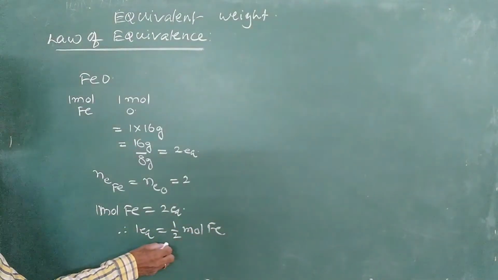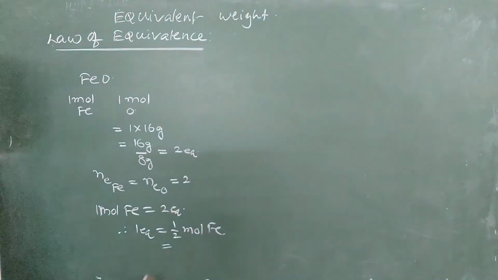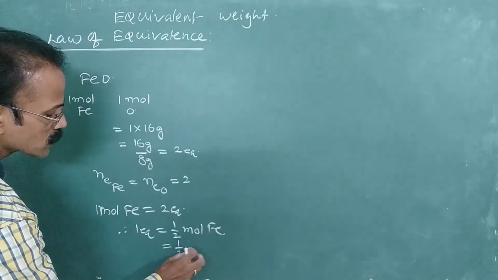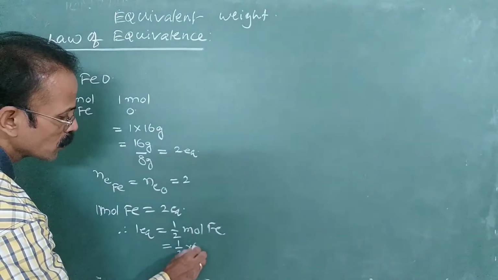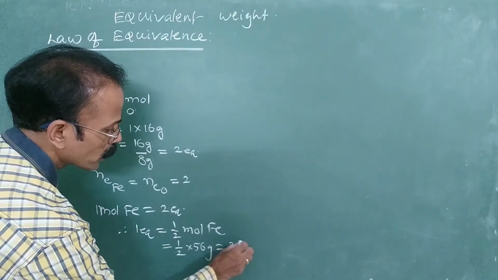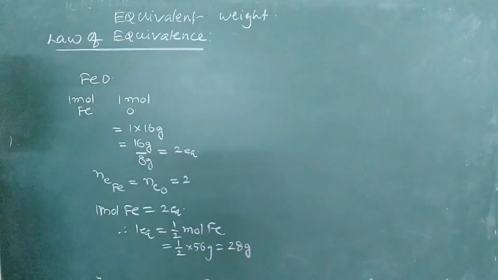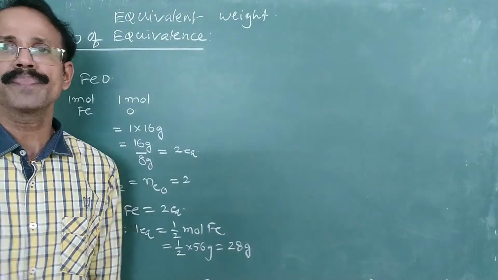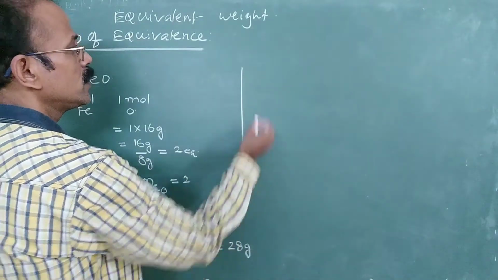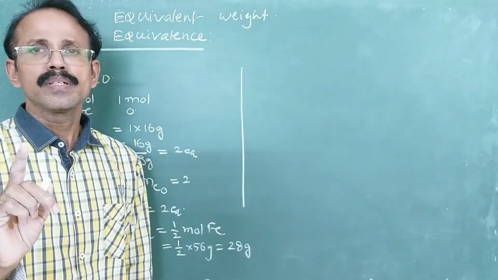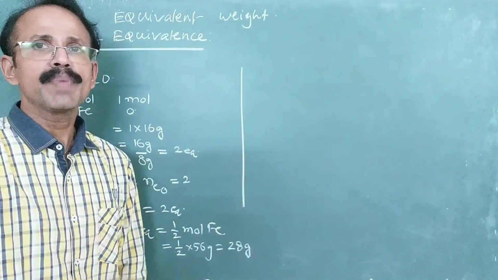Okay, so half mole of iron means how many grams? Half mole of iron is equal to 56 gram, so that will be equal to 28 gram. So 1 equivalent of iron is equal to 28 gram, or 1 equivalent is equal to gram equivalent mass.